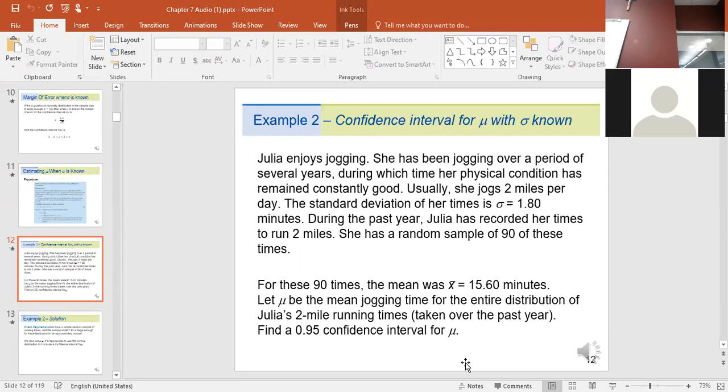Julia enjoys jogging. She has been jogging over a period of several years, during which time her physical condition has remained constantly good. That's what happens when you do sports.